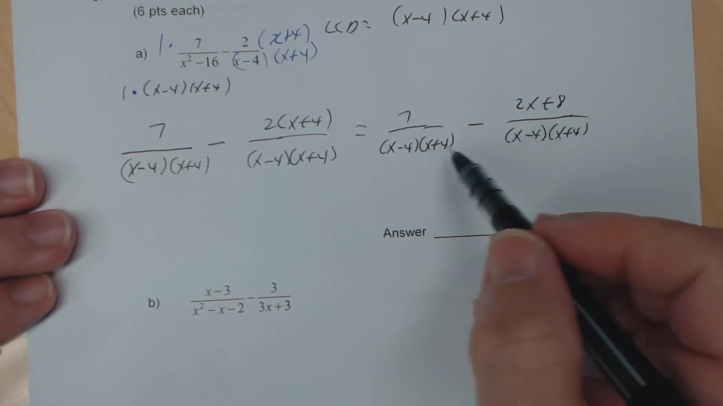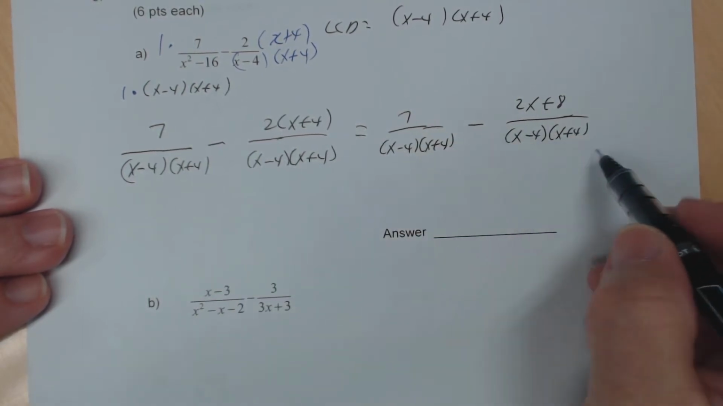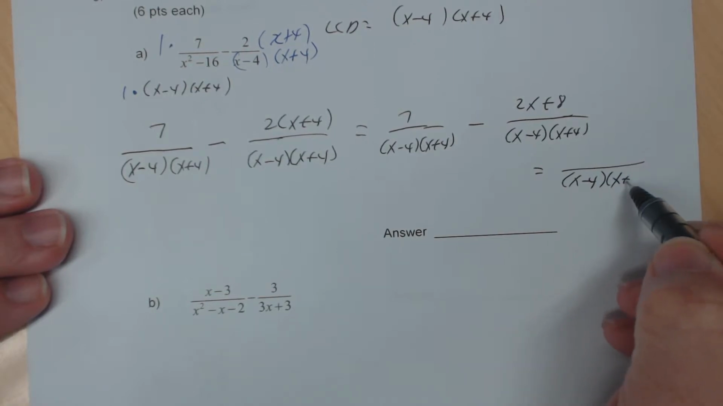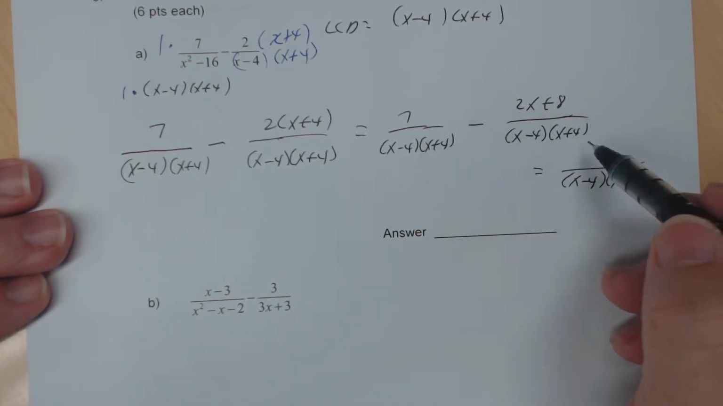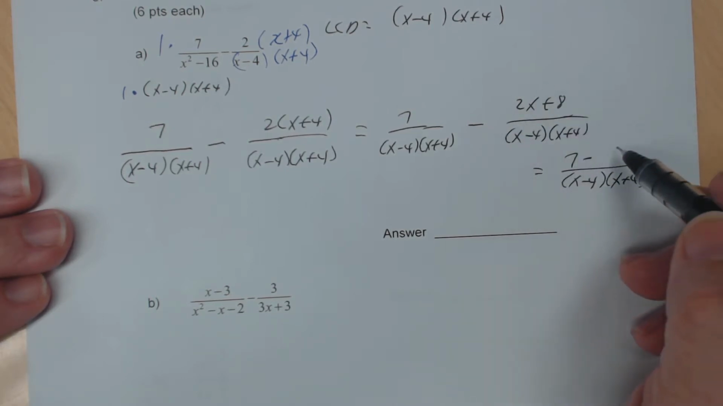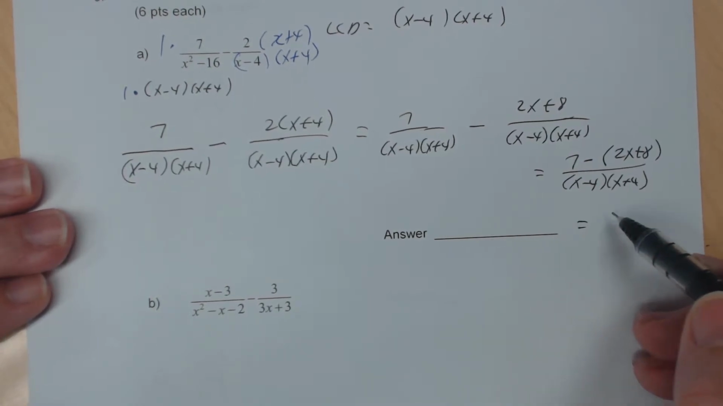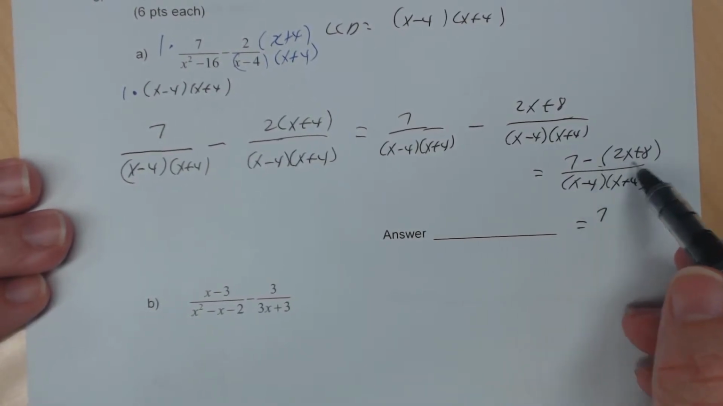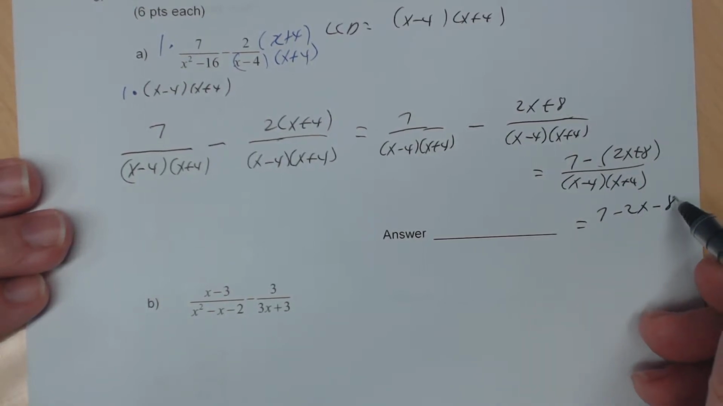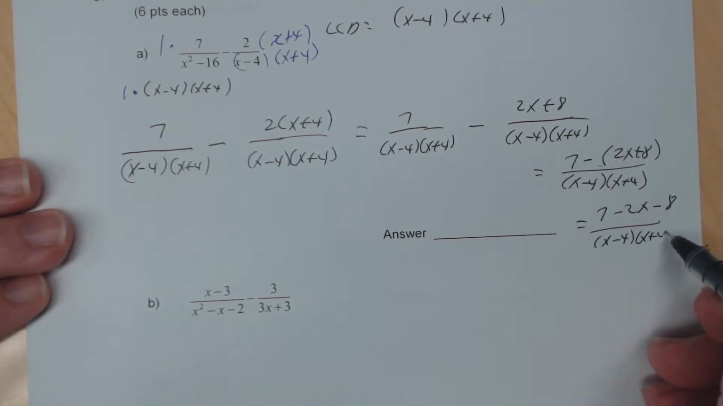Remember, always leave the denominators factored. Now write this as one fraction, so I'm going to get x minus 4, x plus 4, and my numerator then becomes 7 minus, now remember you're subtracting, so put that in parentheses, so you're subtracting 2x plus 8. Now to get rid of the parentheses, you're going to distribute the negative through here, so that's minus 2x minus 8 over x minus 4, x plus 4.